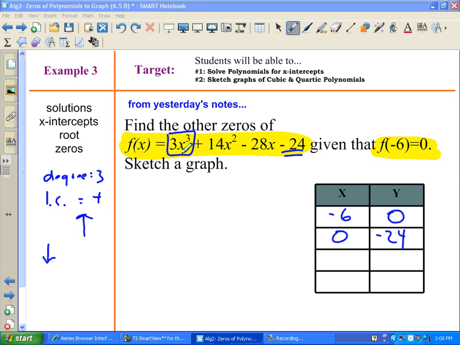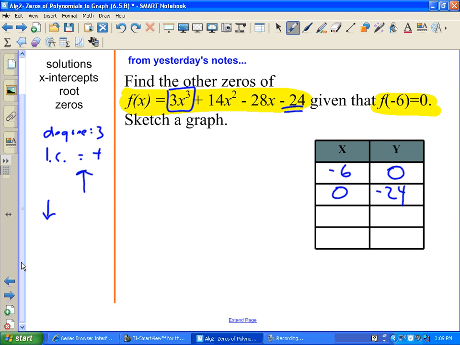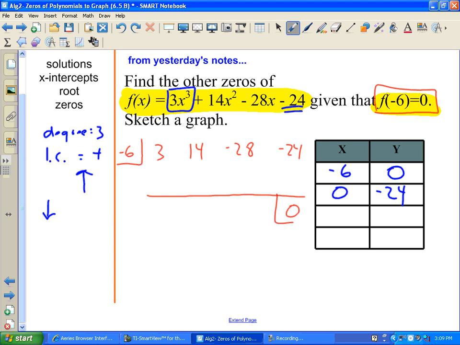Now I've got to figure out what else I can do, which really means find the rest of the roots, find the solution, solve the equation. How do I solve that equation? I'm glad you asked. We will use the 0 they gave us to divide out, and we're going to go from x cubed to x squared. How do we do that? Synthetically. -6. We've got 3, 14, negative 20, negative 24. And we had better get a 0, and we divided it out.